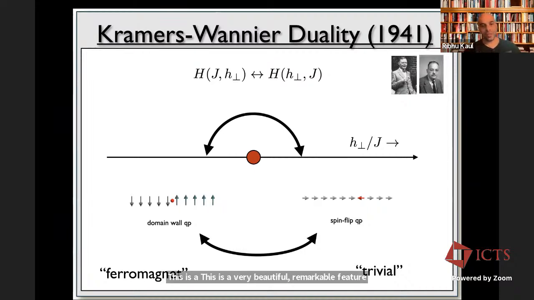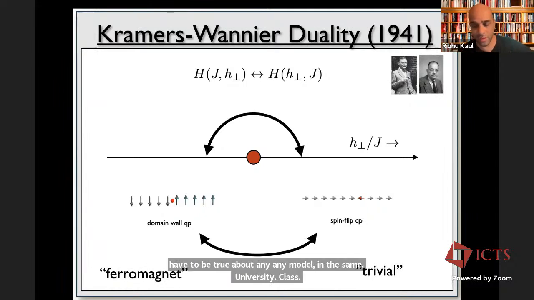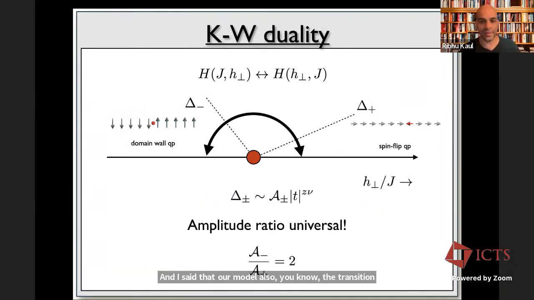Now, the interesting thing is that we don't have an Ising model, either in experiment or in our theory. But as you reach the critical point, one expects that everything is universal. And so any universal feature that you calculate in the Ising model must be true about any model in the same universality class. And I said that in our model also, the transition proceeds through domain wall condensation, so it's in the same universality class. So the domain wall energy is exactly equal to the spin flip energy, but there's one important detail.